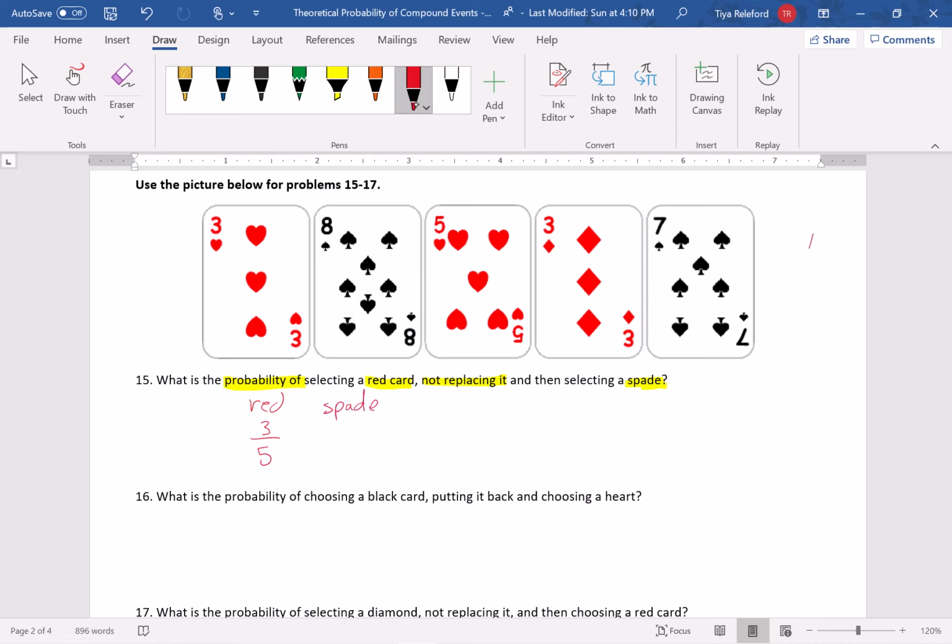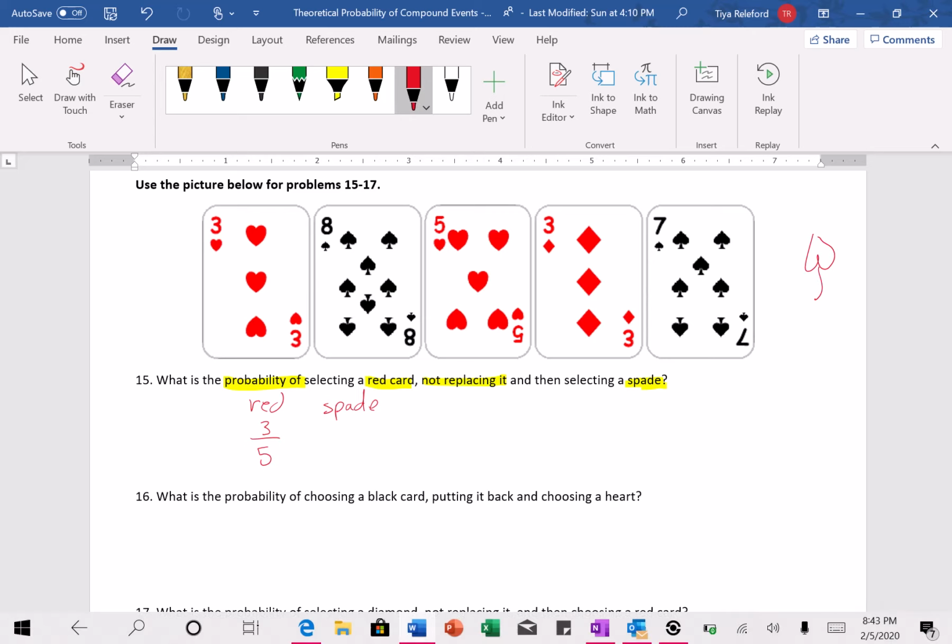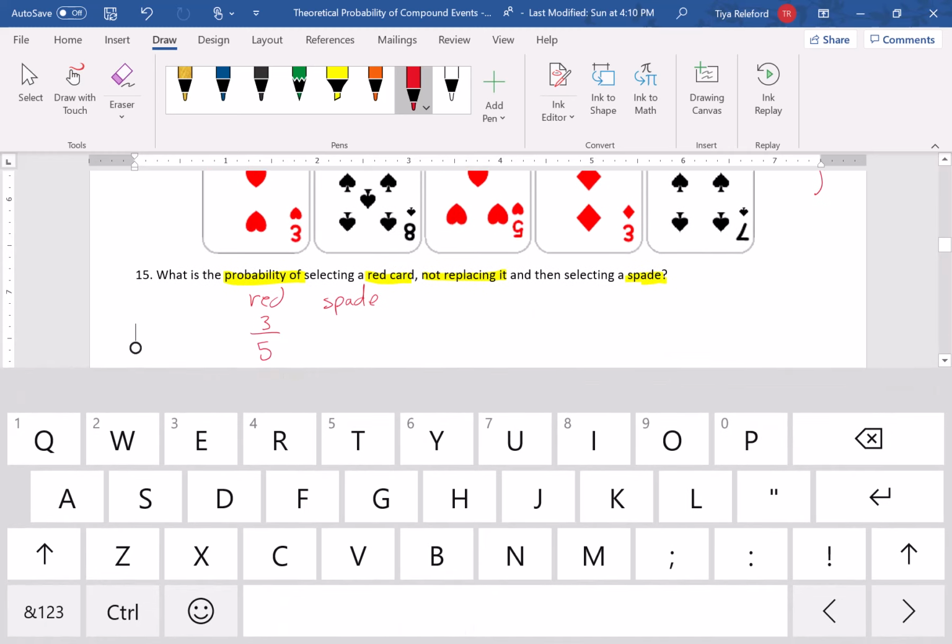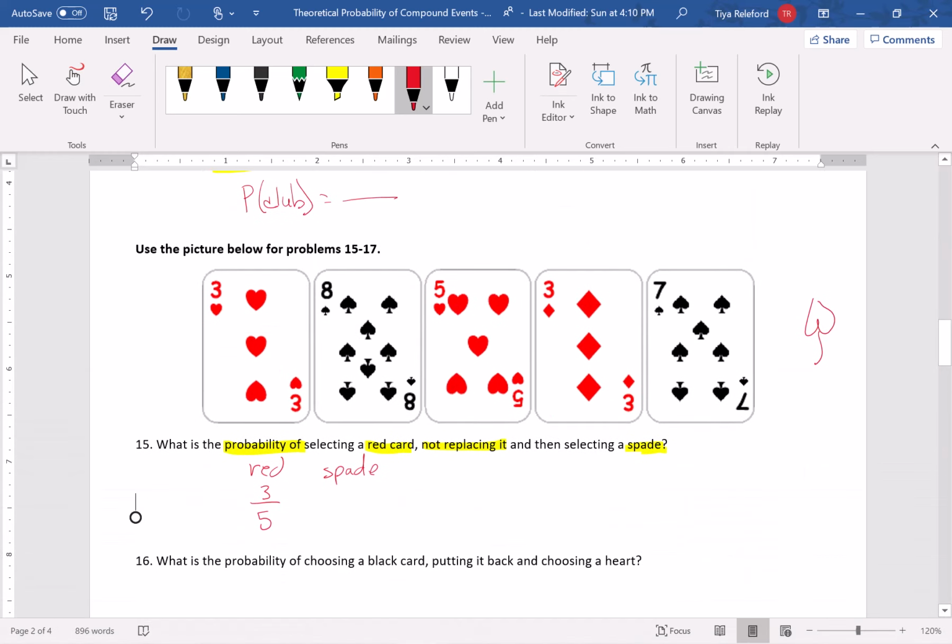Now, spades are the ones that look like upside down hearts. How many spades do I have? I took a red out, but I still have 2 spades out of how many? 4, remember, because I did not replace it. Top times top, bottom times bottom. You will need to divide by 2.